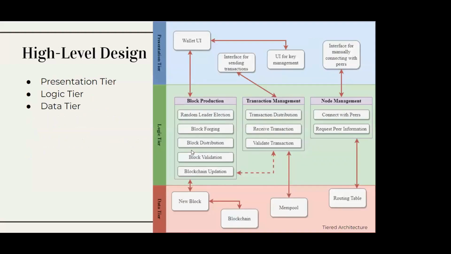I'll quickly go through the high-level design. In the design, the presentation tier contains all the UIs, like the wallet UI for key management and the interface for connecting with peers. In the logic tier we see the three main components: block production, transaction management, and node management. Under the data tier, we see the blockchain, mempool, and the routing table. So let's move into the product demonstration.